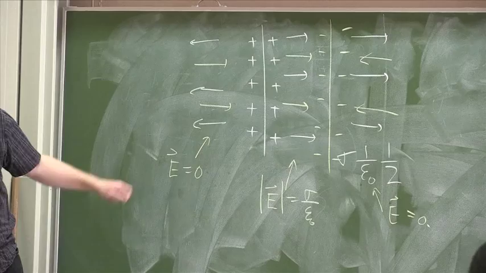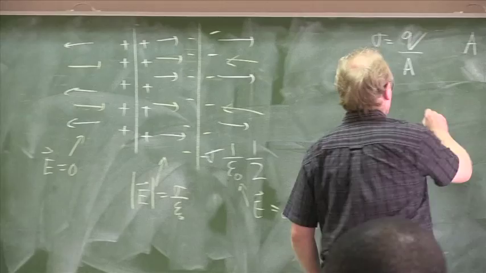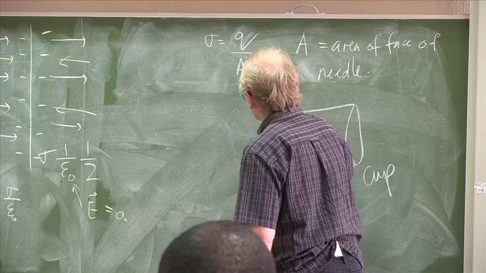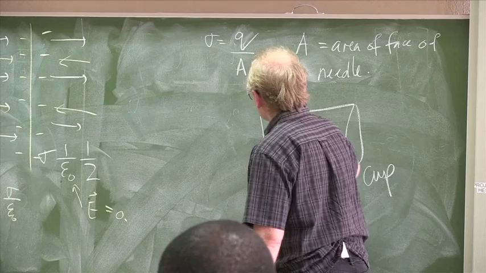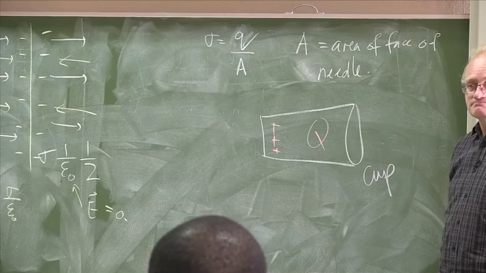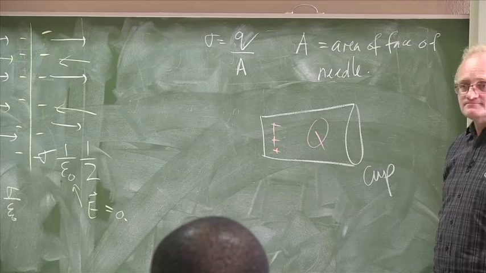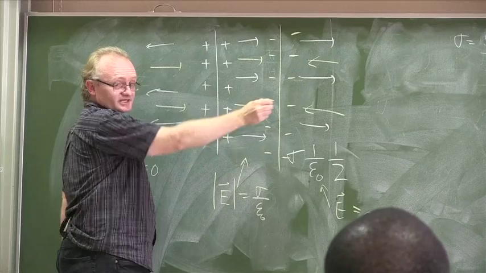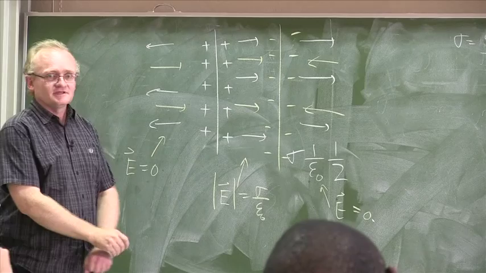Good. Now, over here we have the cup, and the cup has a charge Q, and this charge of the cup is producing an electric field inside the needle too. In which direction is the electric field? Towards the cup? The electric field lines?